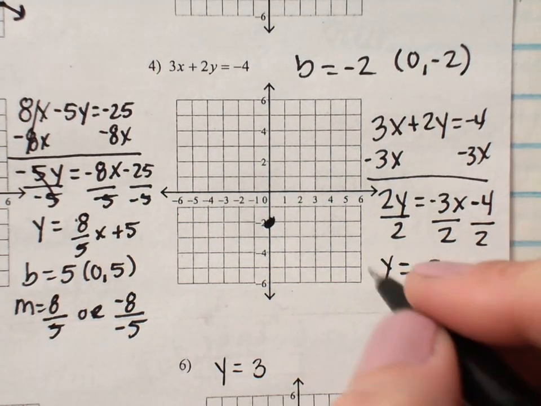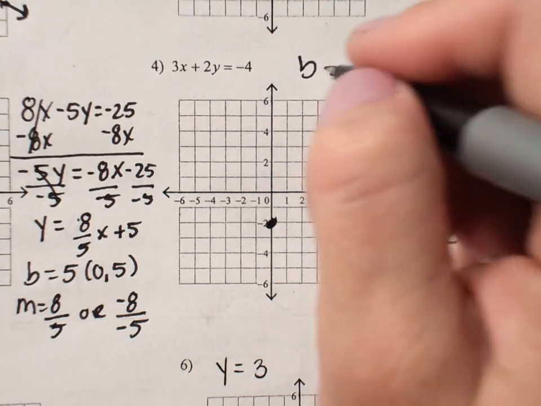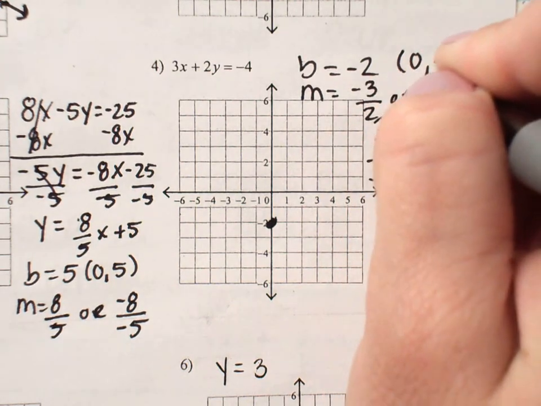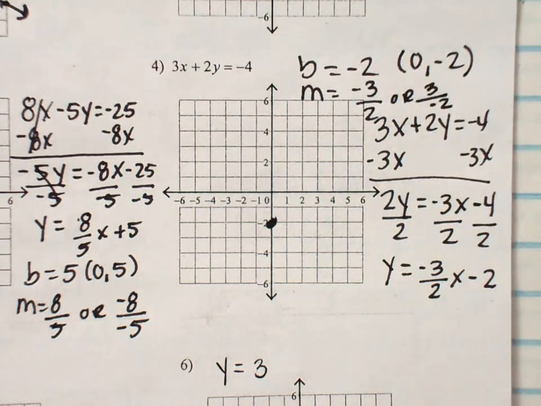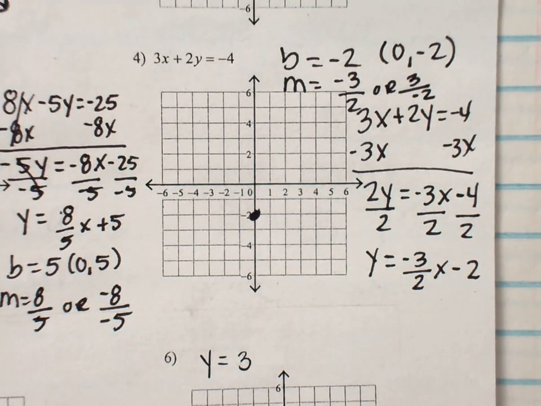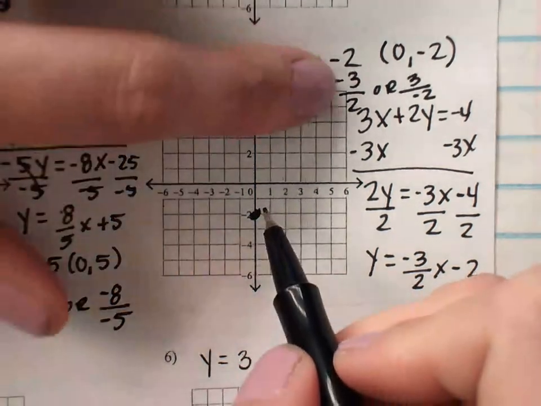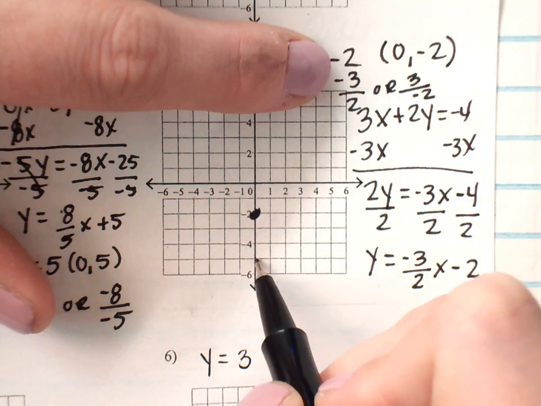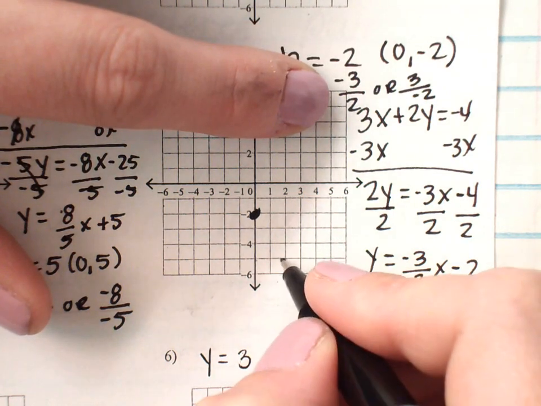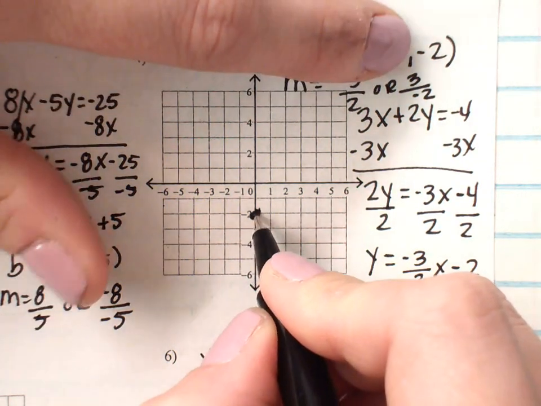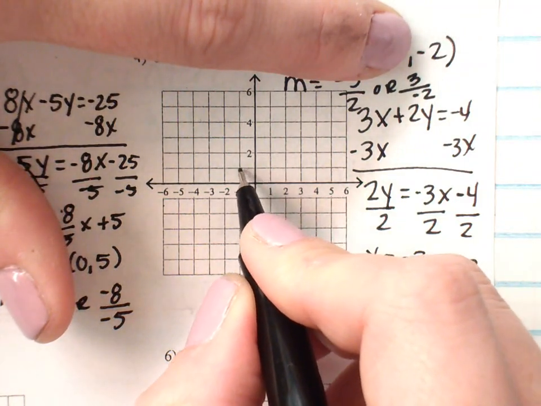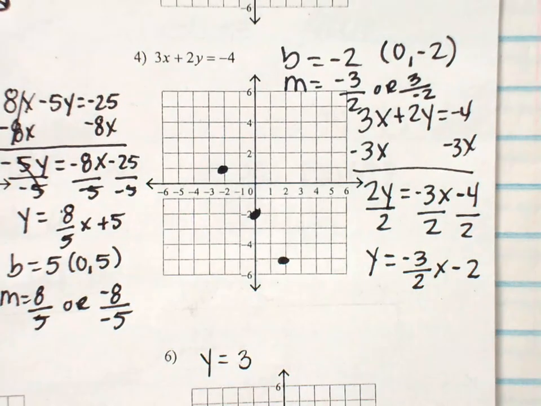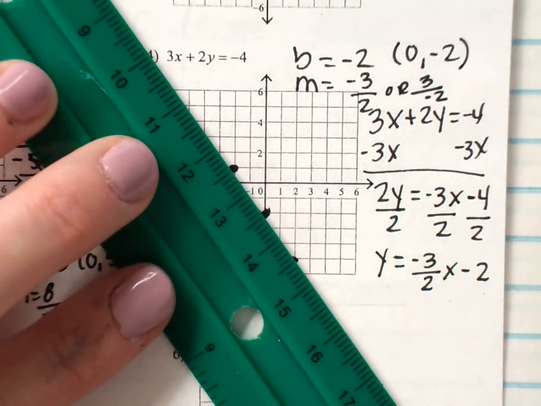Next we use our slope. My slope is negative 3 over 2, or it can be 3 over negative 2. Whichever one you want to use is the same. So if I wanted to use negative 3 over 2, from your y-intercept you could go down 3 and right 2. Or from your y-intercept you could go up 3, left 2. Remember, slope is rise over run. That's why I go up or down and then left or right.